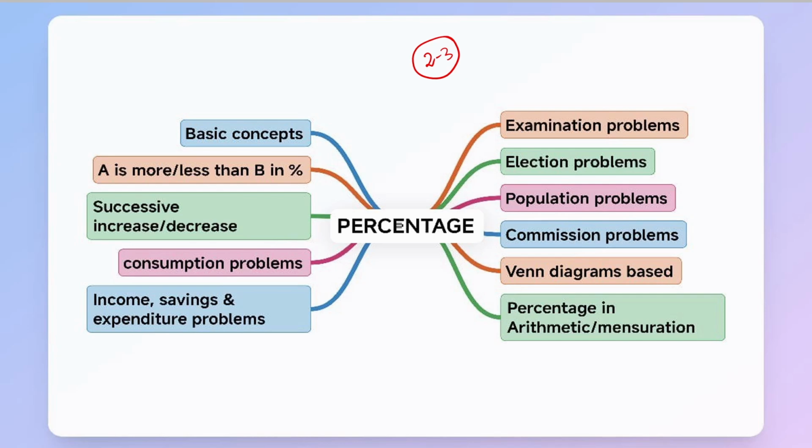So the basic concept as usual. Then the second, and this is quite common, A is more or less than B, then by how much percentage, so how it will play out. Then successive increase or decrease. Consumption related problems, very tricky. Income, saving, expenditure problems, as usual you will see more questions from these two specifically. Exam problems, nowadays also SSC CGL questions are coming. Election is quite a common type. Population, commission problems, Venn diagram based, percentage use in arithmetic and mensuration. So we'll be covering each and every type.